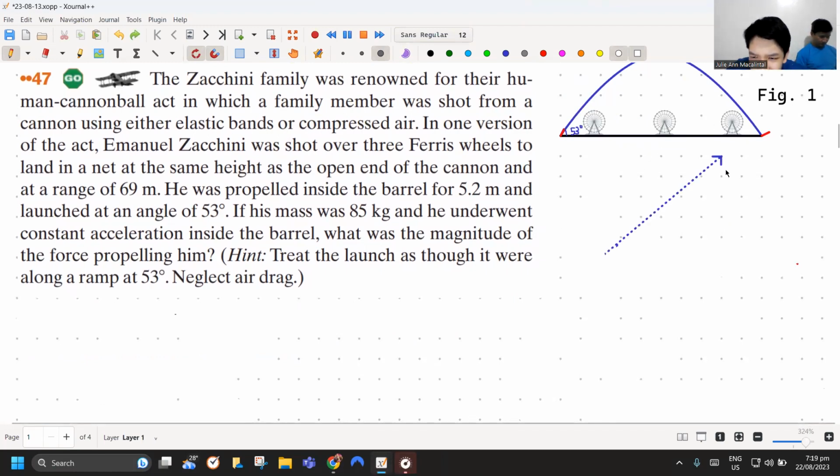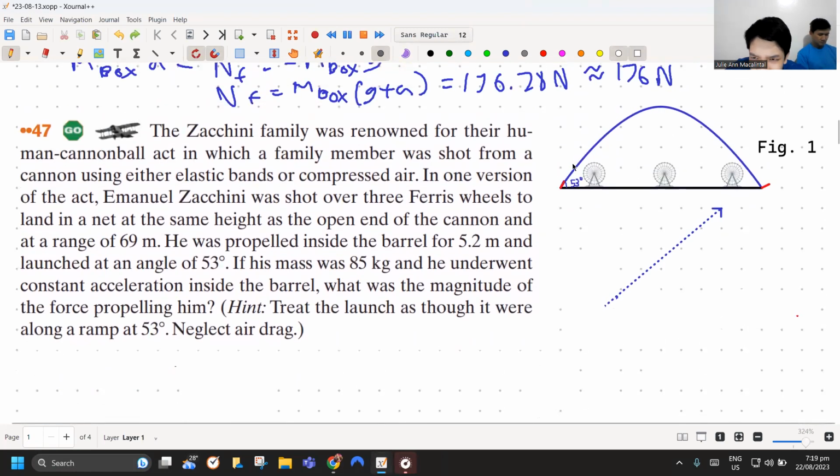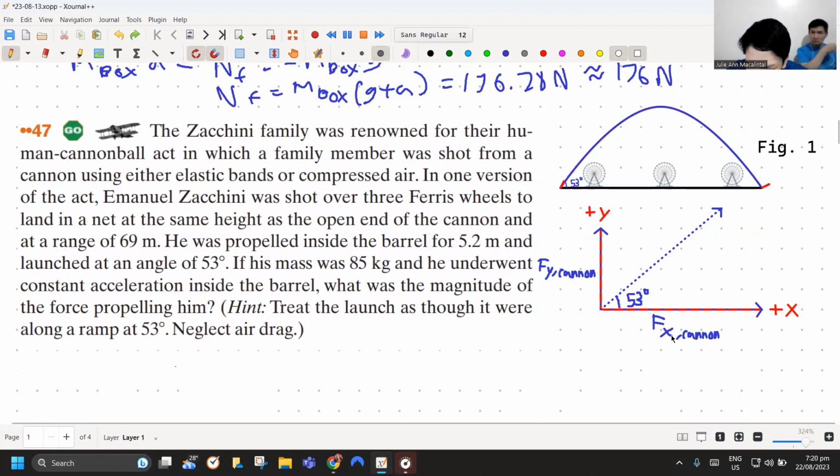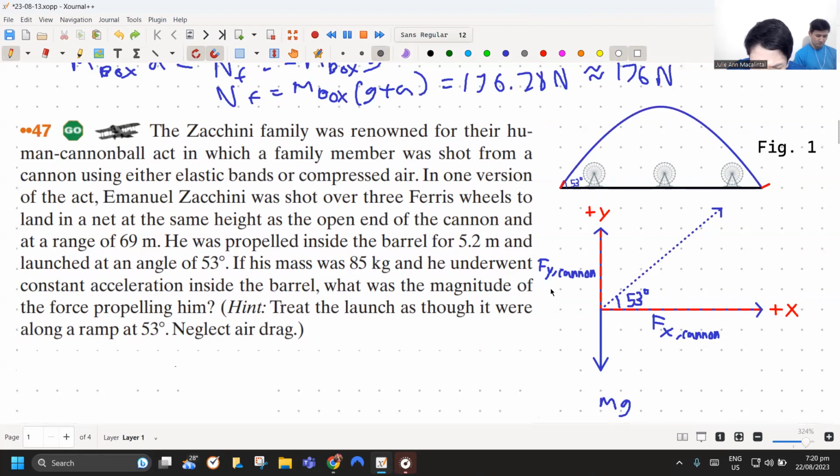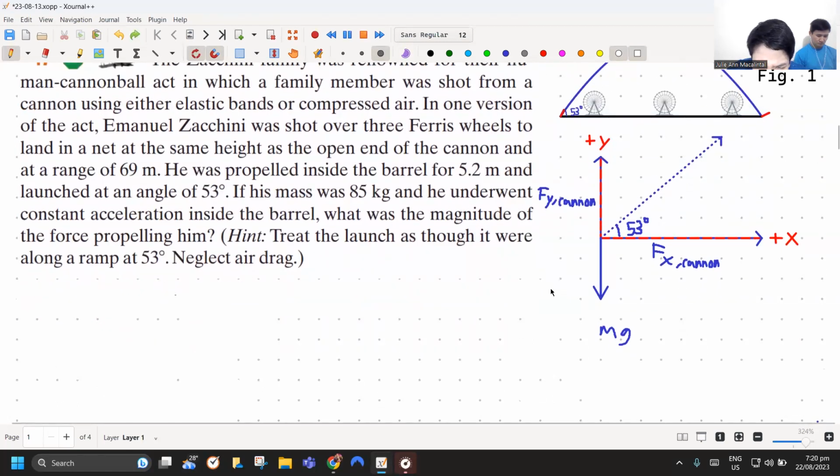So first, we will draw the free body diagram. This is the main vector, so basically, it's the force over here. And then there's a y component, which we will name Fy cannon, and an x component, which we will name Fx cannon. Of course, the angle here is 53 degrees, because he was propelled inside the barrel at an angle of 53 degrees. And then there is an extra force, which is of course gravity, that is his mass, which is 85 kilograms, times g, the gravitational acceleration.